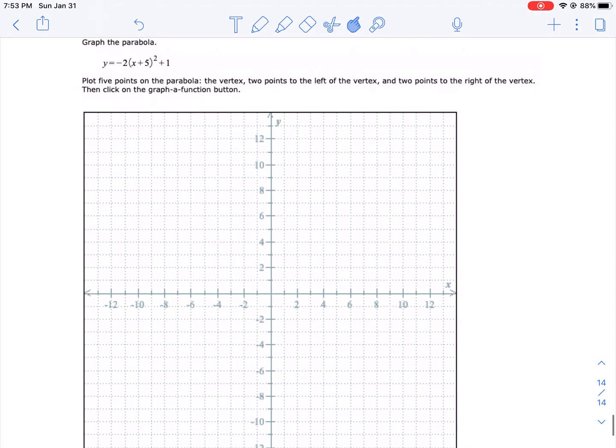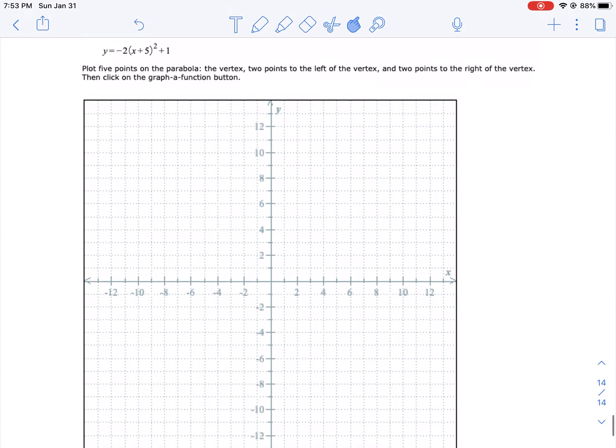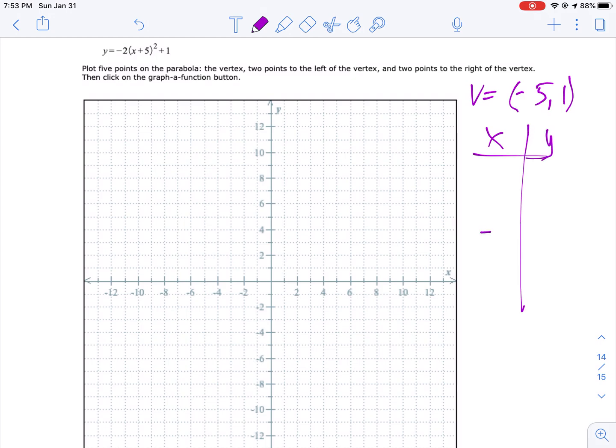Okay, the last one. Very similar to what we've done before. I don't know if this is the last one or not, but it feels like it should be. Our vertex, same as before. It's in vertex form, so it's negative 5 and positive 1. So when I make my XY table, I know negative 5 goes right smack in the middle, and that'll be positive 1. Then I'll pick a couple numbers to the left and a couple numbers to the right.